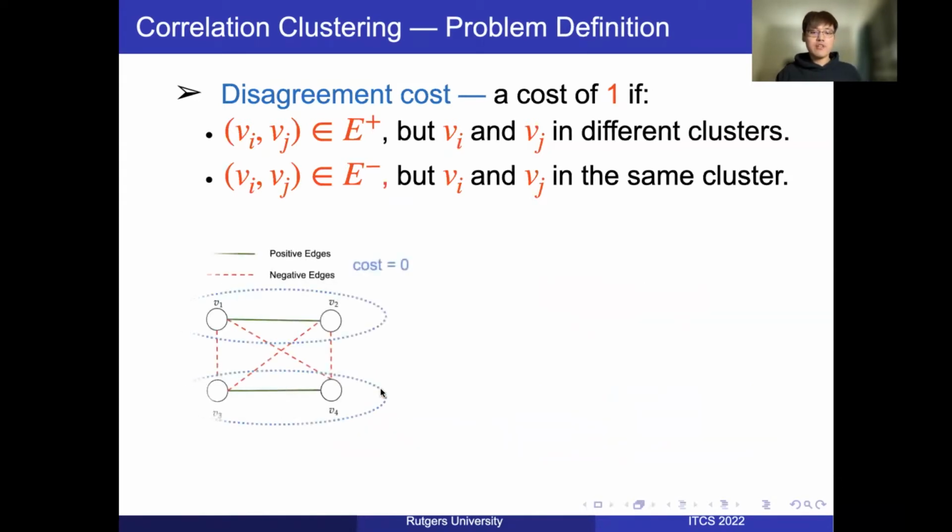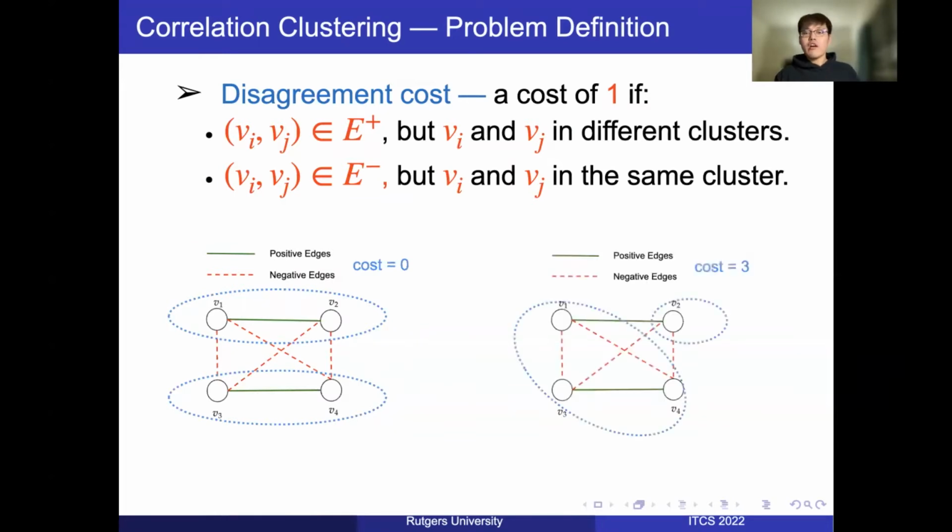To give you a further example, in this example we have V1, V2, V3, V4. If we put V1, V2 in a cluster and V3, V4 in another cluster, then we have a cost of 0, because we only have positive edges inside clusters and negative edges across clusters. However, if we do something goofy instead, and put V1, V3, V4 in a cluster and V2 in a singleton, then the cost is 3, because we pay for the positive edge V1, V2 and the negative edges V1, V3 and V1, V4.